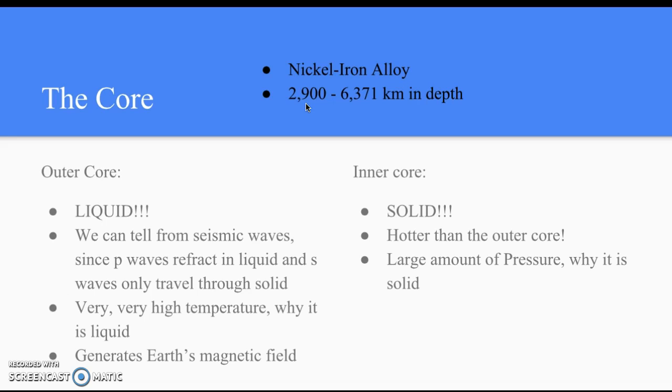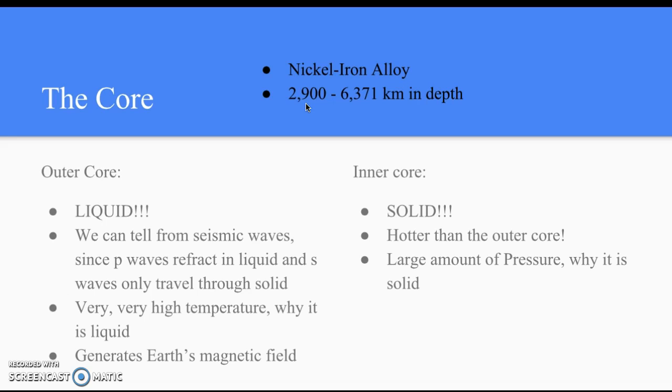So the outer core is liquid. We can tell because P waves refract in liquid and S waves only travel through solid, you notice that in the outer core, S waves don't travel through it. So we can see that it's liquid. It is very, very hot in temperature. That is why it's liquid, and it generates Earth's magnetic field.